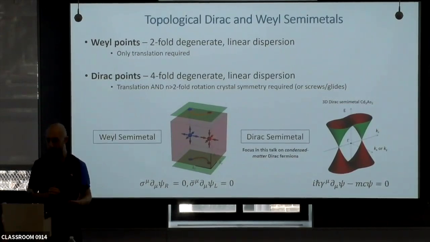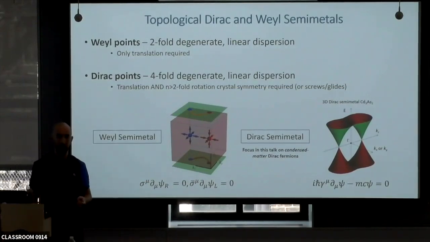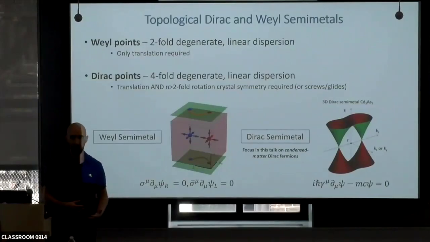Conversely, Dirac points are fourfold degenerate, they have linear dispersion, and I'm not going to distinguish between whether the bands are like this or whether they're crossed a little bit, I just care about the nodal point. And this point is protected from being gapped out by some additional constraints beyond the Weyl points. Specifically for the ones in this talk, I'm going to care about things that have high fold rotation symmetry, so n is greater than 2.